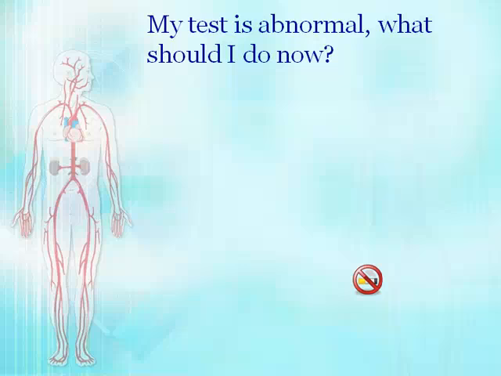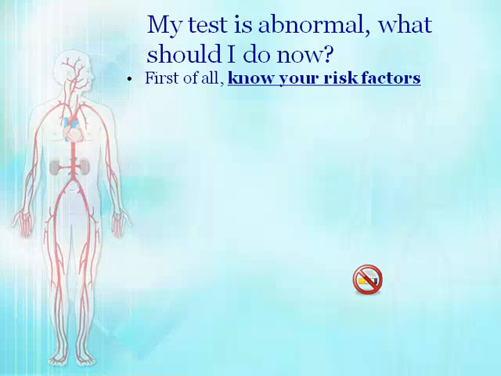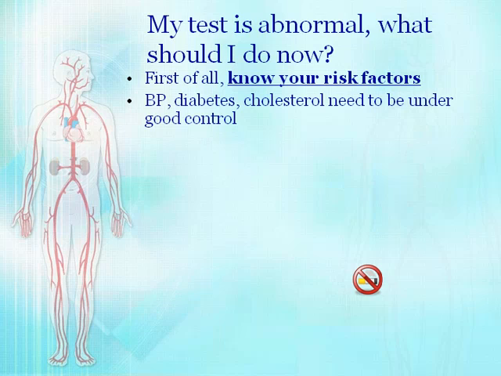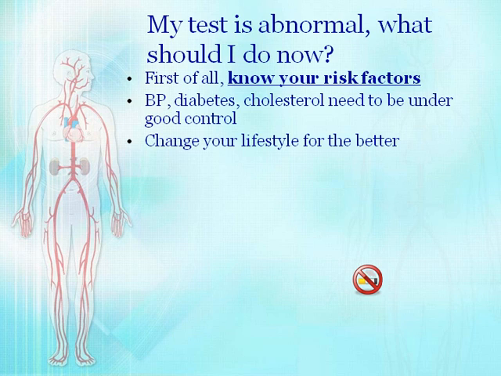Now, let's say you got the test done and it is abnormal. What do you do now? First of all, it's very important that you understand what your risk factors are for developing this condition. Your blood pressure, if you have high BP, your diabetes, if you have this condition, if you have high cholesterol, they all need to be under excellent control. Change your lifestyle for the better. Extremely important to help avoid any serious complications.